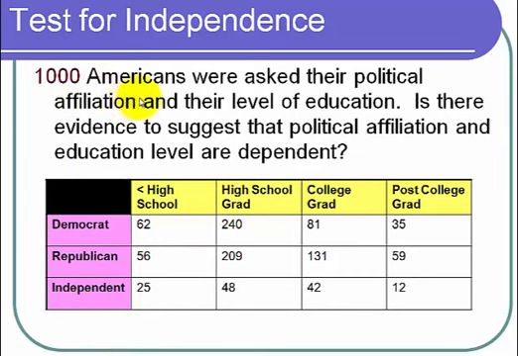1,000 Americans were asked their political affiliation and their level of education. Is there evidence to suggest that political affiliation and education level are dependent? So here's the data I collected, or at least I pretended to collect. So pretend I asked 1,000 people, and here's what I got. I got 62 people said that they were Democrats, and they had less than a high school education, for example. Over here I had 131 Republicans who were college graduates.